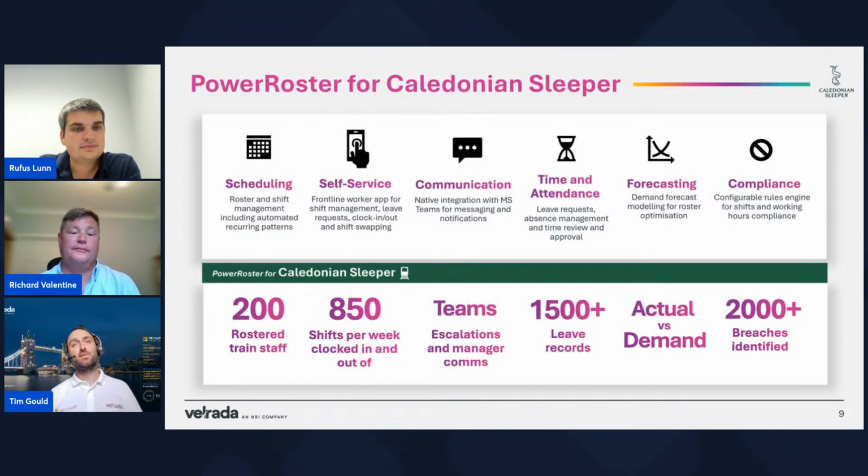They use Teams for those escalations where they're not going to make it on time, or something's happened within their shift. A lot of leave records are loaded in from the back end, but also put through the mobile app around leave requests, and there's a whole approvals workflow in there. They're monitoring their actual versus demand through the forecasting, as I mentioned, and also just to give you high-level figures of the number of breaches that they've identified through that compliance engine. And they obviously identify those before they get to the point that people are working too many hours, so they can go in and change them before that actually happens.